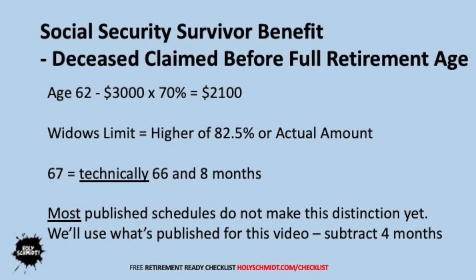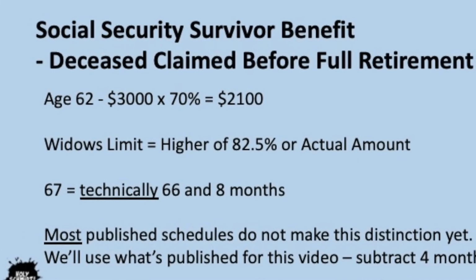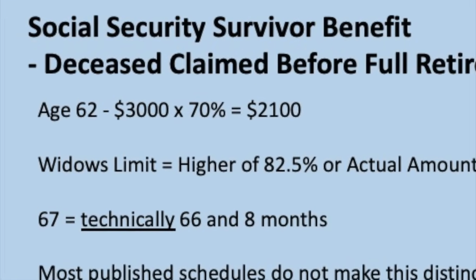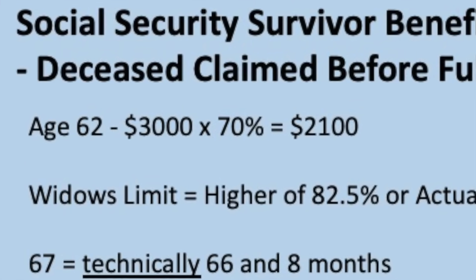Now, what happens if they take it early? Let's assume that they took it at age 62. That means that their payment is $2,100 instead of $3,000. That's 70% of the payment at full retirement age. Does this mean that the surviving spouse only gets 70% of the full retirement age payment? Well, fortunately not. That's not what it means.